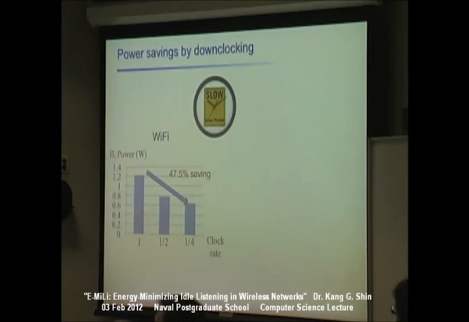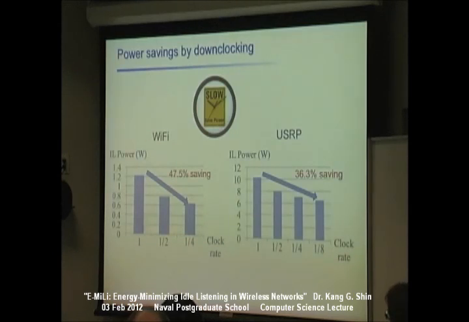But let me do one more thing. Before doing that, we try to figure out how much power you're going to save by down-clocking this Wi-Fi circuit. And we tried this with Wi-Fi, and the other one is USRP. Wi-Fi case, if you down-clock by, say, factor of 4, it's not really reducing to 25%, but reducing to 50%. And also try this with the USRP, the software-defined radio. You don't save as much, but you save still significantly by down-clocking. In other words, we want to convince ourselves that down-clocking indeed will allow us to have significant power savings. And then we'll try to figure out how to do it.